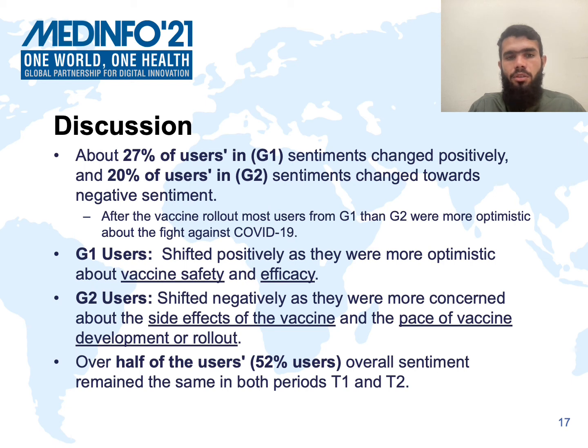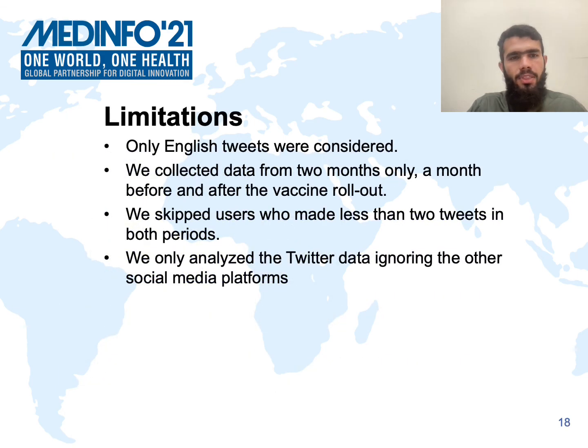So after vaccine rollout, most users from G1 rather than G2 were more optimistic about the fight against COVID-19. G1 users shifted positively as they were more optimistic about vaccine safety and efficacy, and on the other side, negative shifts occurred as users were more concerned about the side effects of the vaccine and the pace of vaccine development and rollout. And over half of the users' overall sentiments remained the same in both periods.